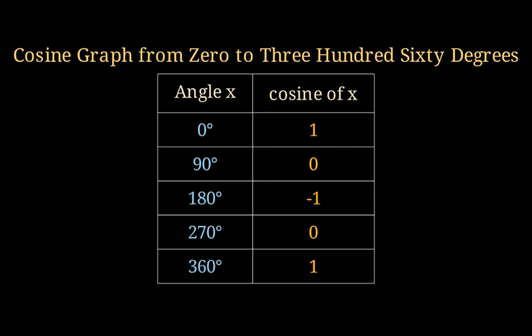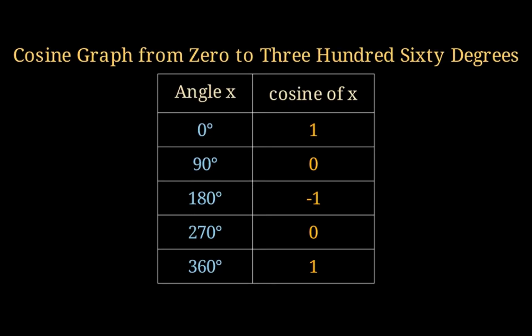Now, read the table row by row. At 0 degrees, cosine equals 1. At 90 degrees, cosine equals 0. At 180 degrees, cosine equals -1. At 270 degrees, cosine returns to 0. Finally, at 360 degrees, cosine comes back to 1.